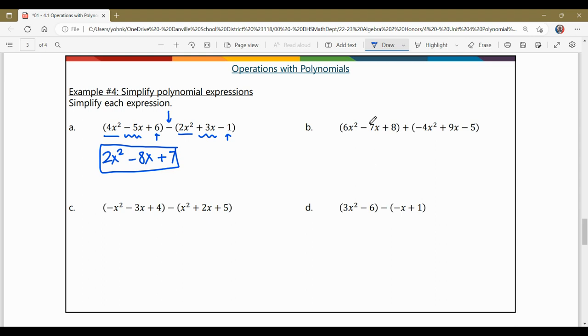So when you're adding and subtracting polynomial expressions, all you have to do is look for like terms. Once you find the like terms, pay attention to if it's addition or subtraction, and then find your answer. In letter B, 6x squared minus 7x plus 8 plus negative 4x squared plus 9x minus 5. Find your like terms. I've got 6x squared plus a negative 4x squared. That's 2x squared. I have negative 7x plus 9x. That's 2x. So plus 2x. And then I have 8 plus a negative 5. That's 3.